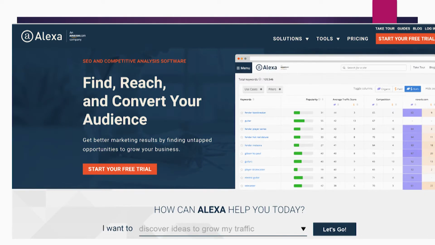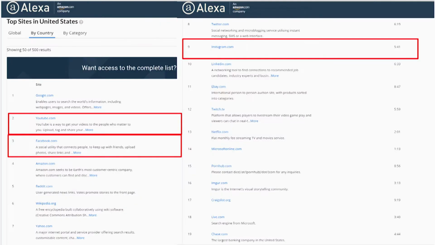So under Alexa, everyone knows Alexa. It's a website owned by Amazon, which ranks the world's sites by how much traffic each site has and what's the number one site out there. So we're looking here. Top one, two is YouTube. Number 3 is Facebook, and number 9 right there is Instagram.